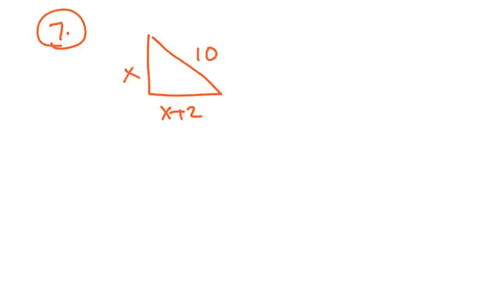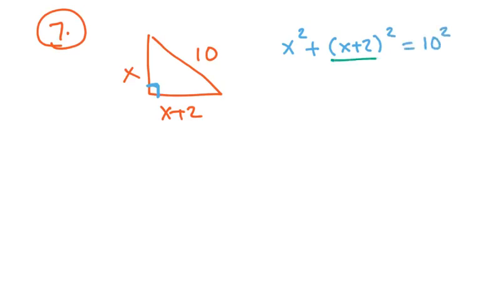Okay, so let's look at this question. Given that your sides are x and x plus 2, they're going to assume that this is a right triangle and the hypotenuse is 10. How do we figure out what x is? Well, this is just literally the Pythagorean theorem. So x squared plus (x plus 2) squared is equal to 10 squared.